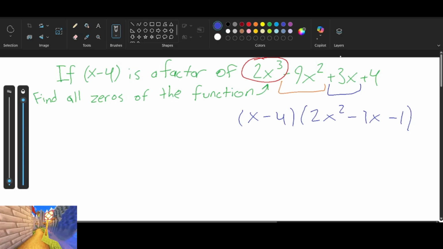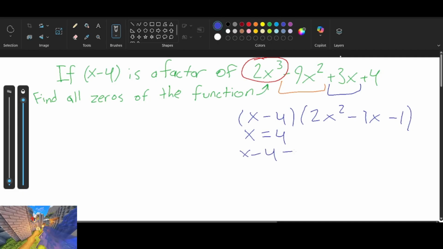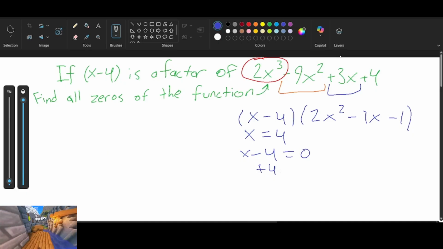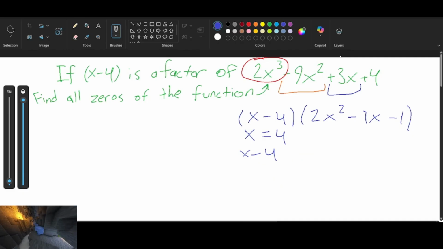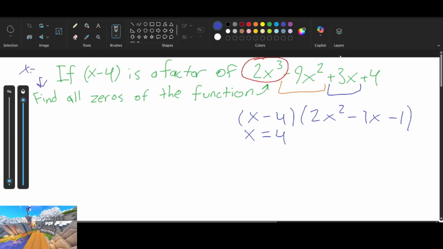So now I have x minus 4 times 2x squared minus 1x minus 1. If you don't remember, this x minus 4 would give us a 0 at x equals a positive 4. Technically, you do x minus 4 equals 0, add 4 to both sides, you get x equals 4, right? But I don't want that on my screen just because it takes up space. So we know that one of our zeros, I'm just going to write, is x equals 4.